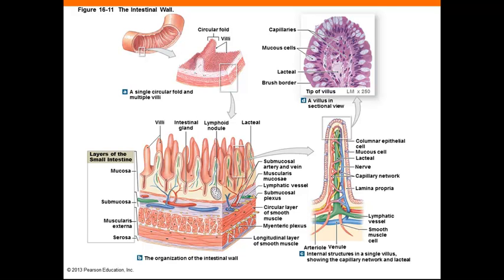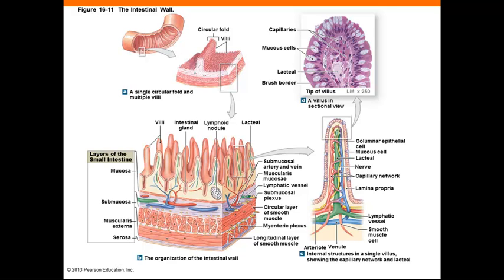Those circular folds are just one of the 3 levels of increased surface area in the small intestine. There's also villi, which are finger-like projections of mucosa covered with simple columnar epithelium, and the microvilli, seen here, which are the modified apical surface of the columnar cells, and it's labeled in this picture as the brush border.